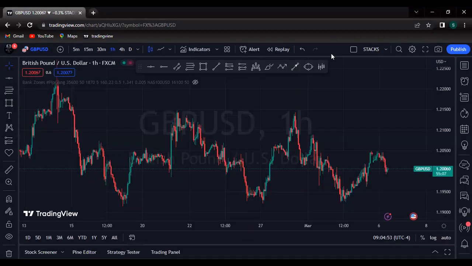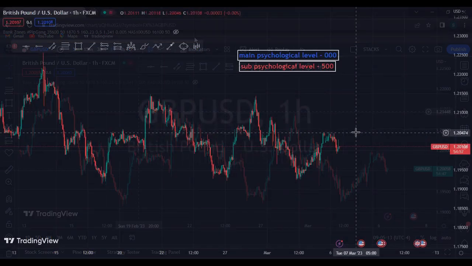Market reacts to these levels a lot because most traders use them as a confluence and most banks trade based on psychological levels. When it comes to drawing psychological levels, what I'll recommend is that you use it as a zone rather than a line, because price is more likely to respect a zone than a line.